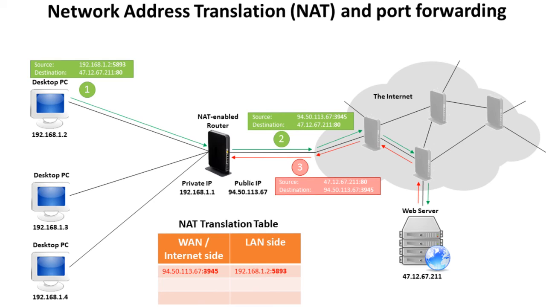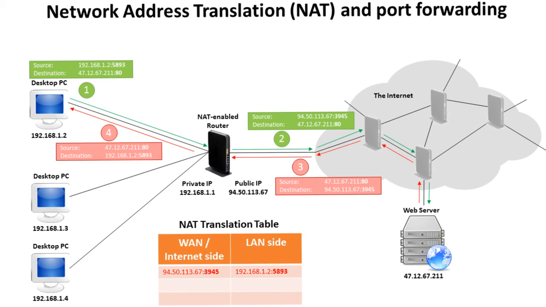Because this router's receiving all sorts of traffic from the internet. Well, it looks back in its table, and it sees there's an entry for 3945. I need to forward that on to the local PC 192.168.1.2 on port 5893. And it does exactly that. So you can see the importance here of this network address translation and this NAT translation table. Without it, there'd be no way for these non-routable private desktops on this LAN to exchange and communicate information with the outside global internet.